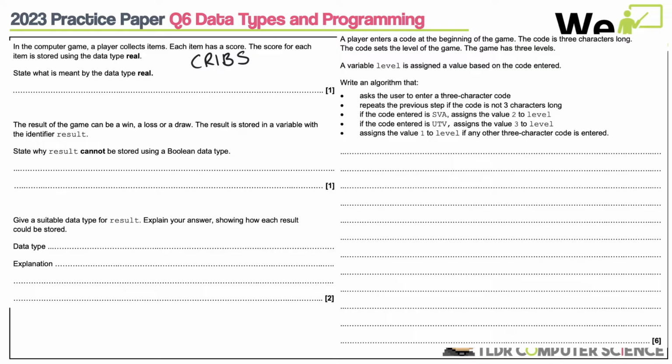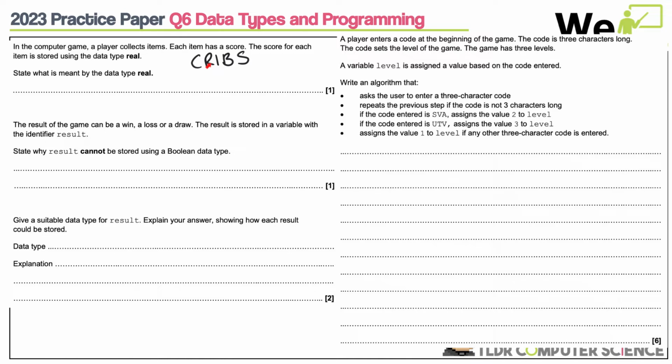That's your data types. What are they? C standing for character. Now, character is a single letter, or it could be a single number potentially, but it's a string basically with a single character in it. R would be real number. A real number is a number with a decimal place.